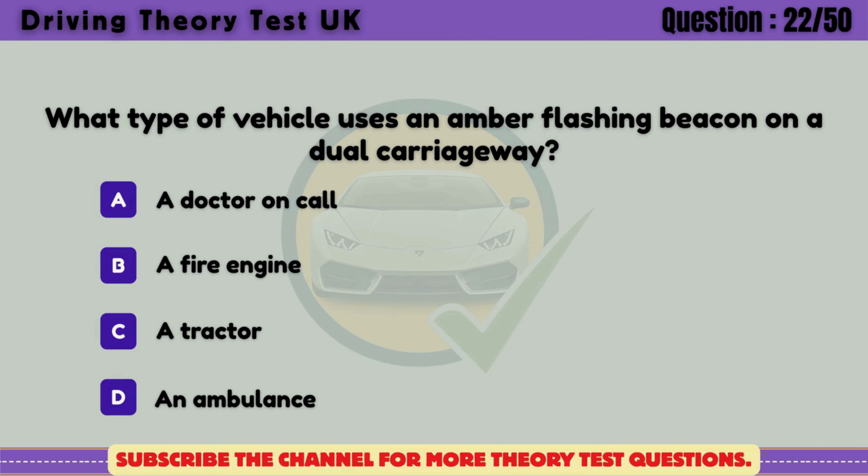Question 22. What type of vehicle uses an amber flashing beacon on a dual carriageway? Option A. A doctor on call. B. A fire engine. C. A tractor. D. An ambulance.